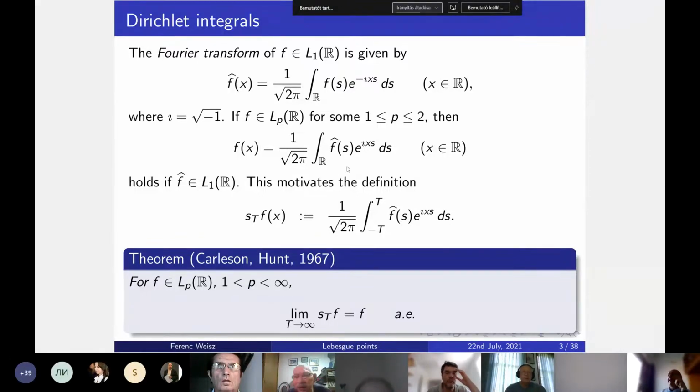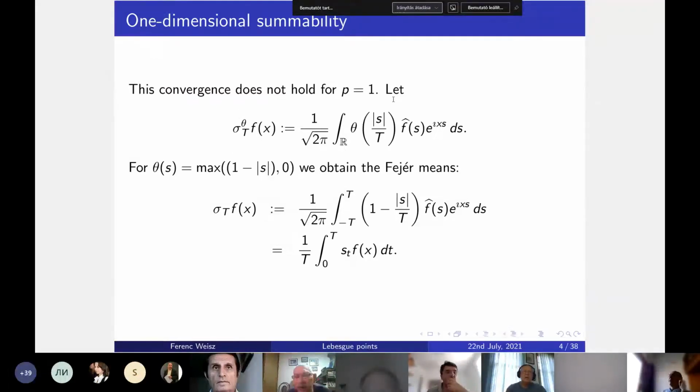This means that here in the inversion formula, we will multiply by a function theta. I show this on the next slide. More exactly, we multiply by theta of the absolute value of s over t, where t is a positive real number. These expressions are called theta means.